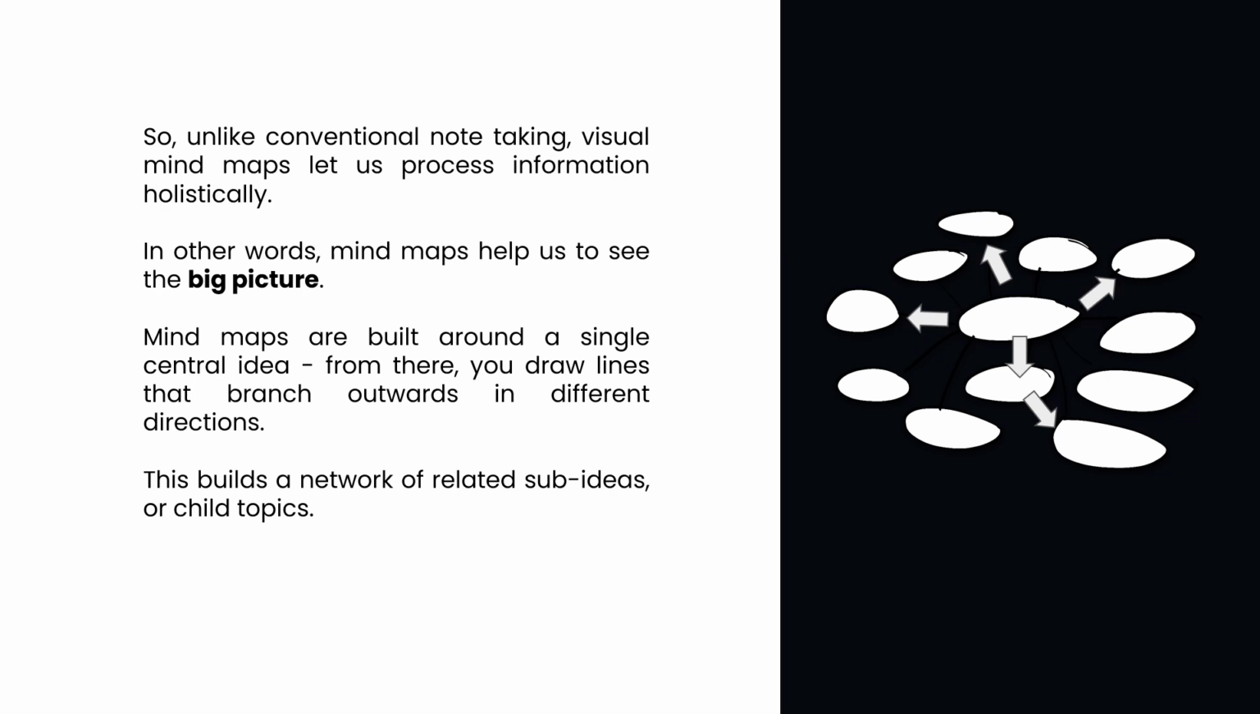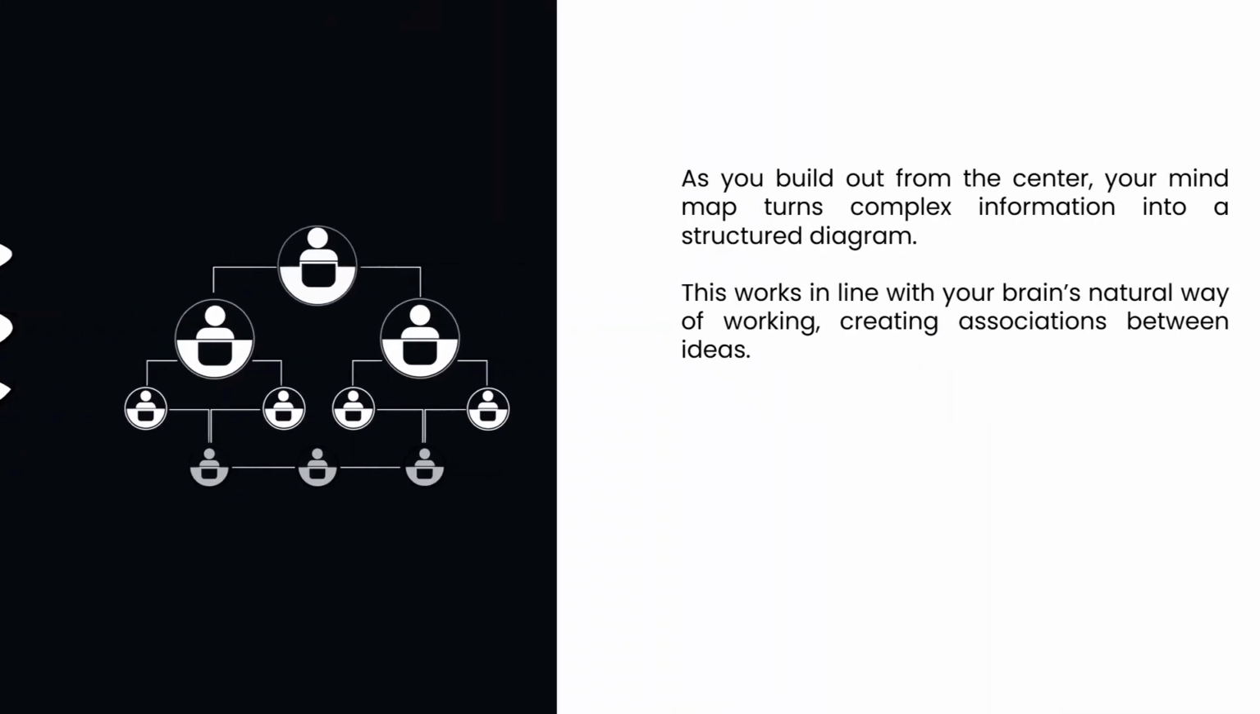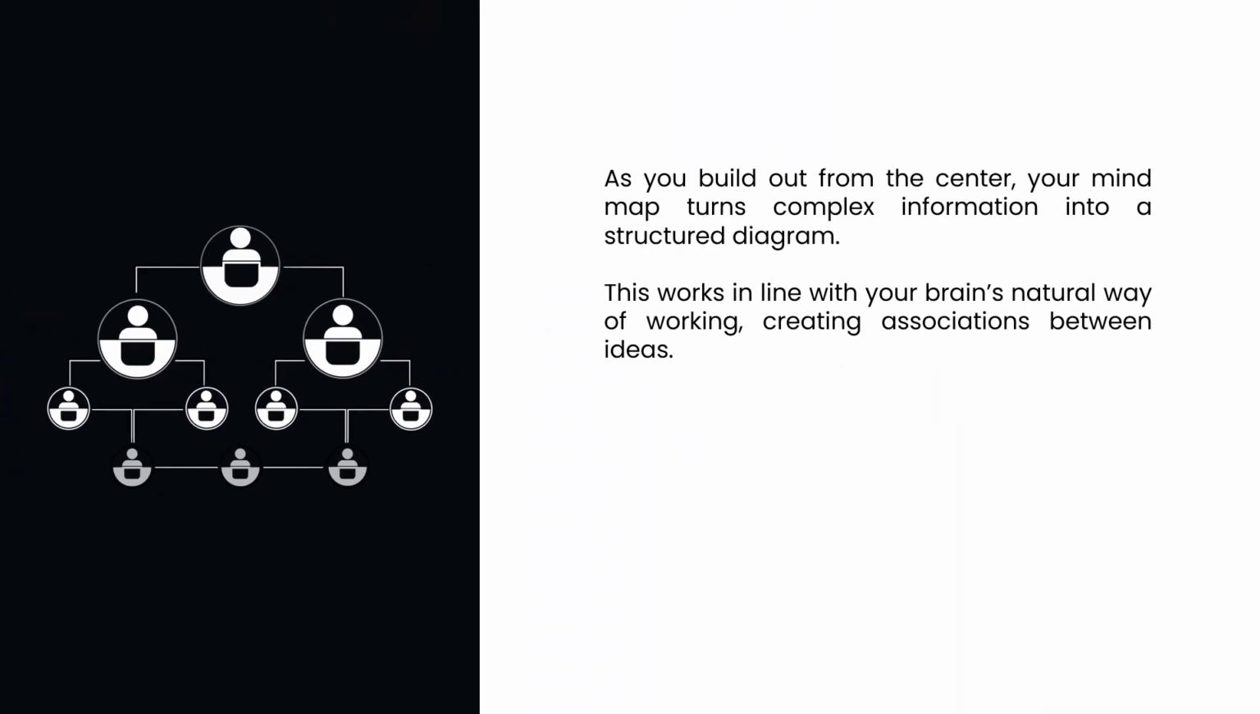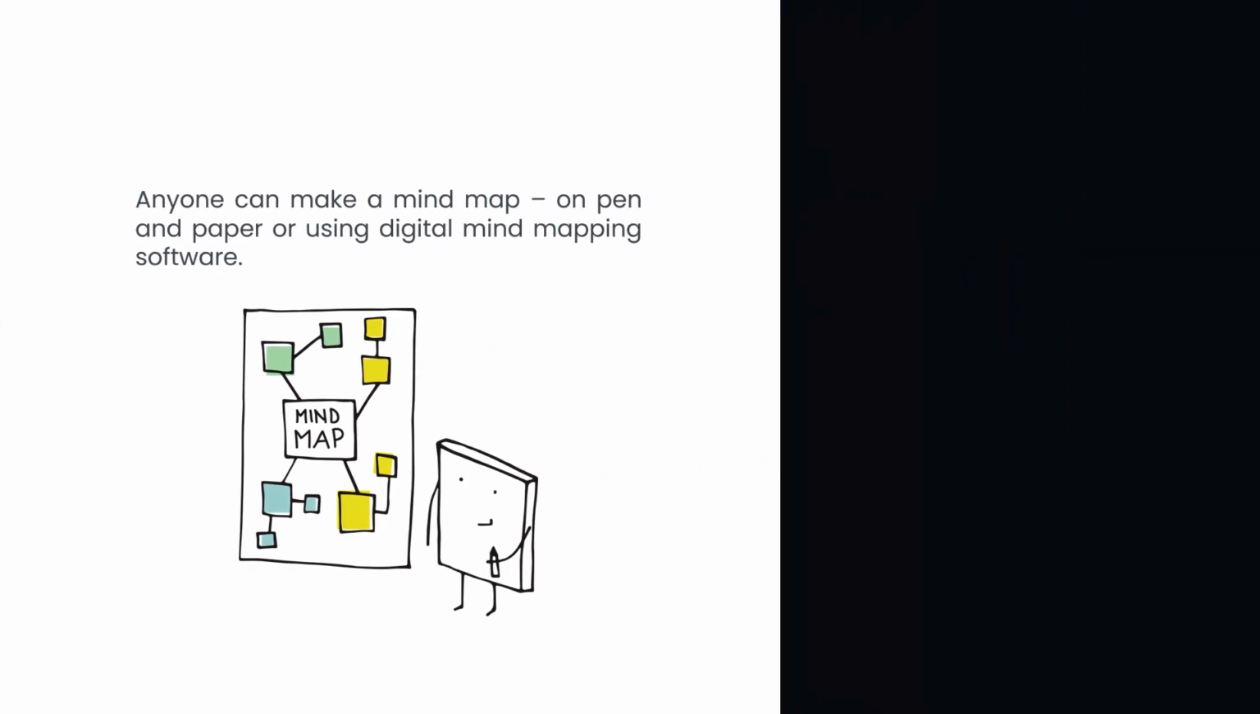Mind maps are built around a single central idea. From there, you draw lines that branch outwards in different directions. This builds a network of related sub-ideas, or child topics. As you build out from the center, your mind map turns complex information into a structured diagram. This works in line with your brain's natural way of working, creating associations between ideas. Actually, anyone can make a mind map on pen and paper or using digital mind mapping software.